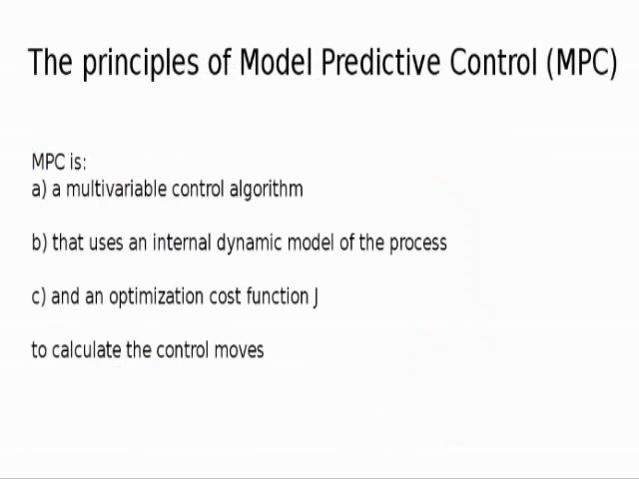Let's measure the progress. We used a shower model to cover the point of MPC being a multivariable control algorithm that uses an internal dynamic model of the process, and then we used the car speed control model to cover the optimization cost function J.